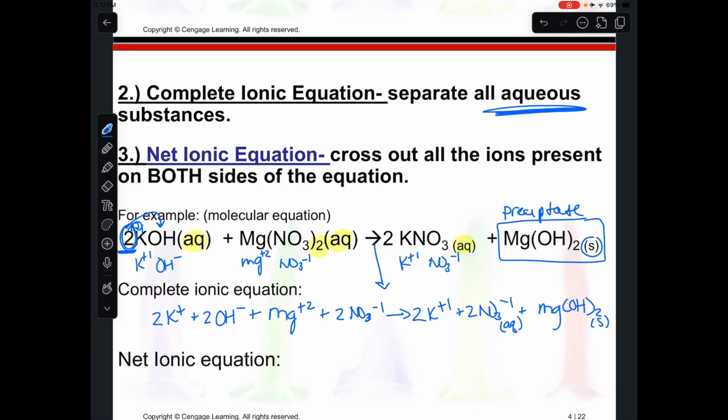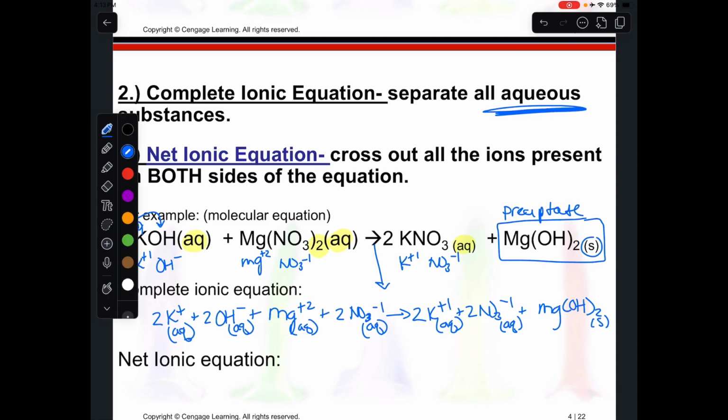Now, a good habit is to go ahead and continue writing all the phases. So I'm going to do that. I forget about that sometimes, but you want to make sure that you know these are all aqueous. You do not separate liquids. You do not separate gases either. You only separate aqueous. Now, the net ionic, we're going to cross out everything that is broken apart on either side.